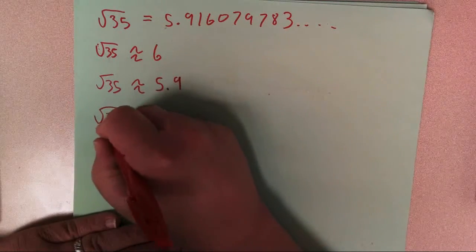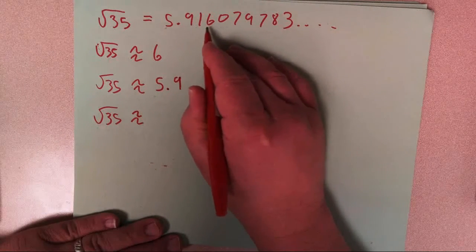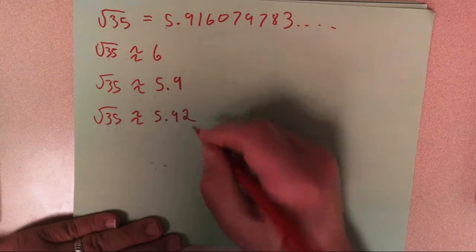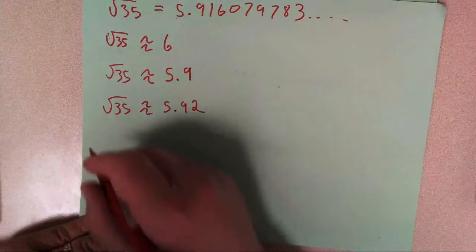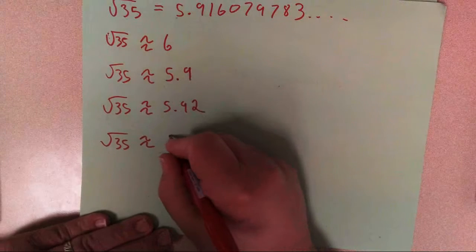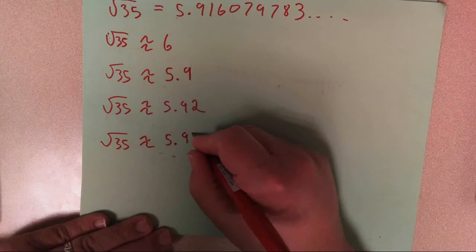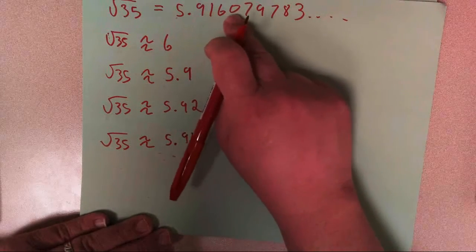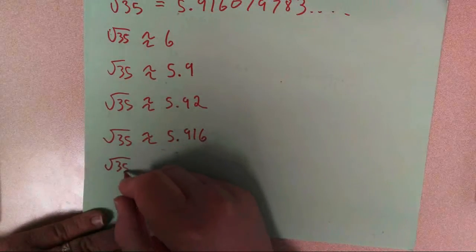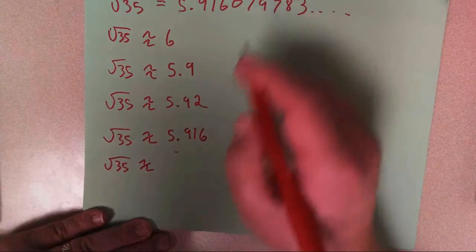So if I round to the hundredths place, then I'm going to decide to round that 1 up to 2 because this 6 is 5 or above. So 5.92. That would be rounding to the hundredths place. Okay. If I round to the thousandths place, this would be 5.916. So I'm going to decide to round that back down to 6 because that's a 0. It would look like that. Or if I round to the 10,000ths place, that 0 is going to round up to 1 because this 7 is 5 or above.